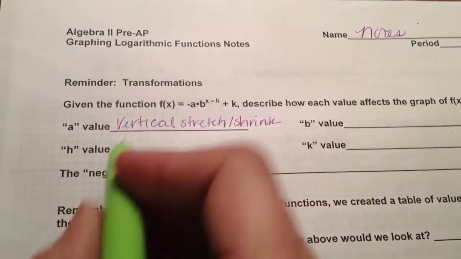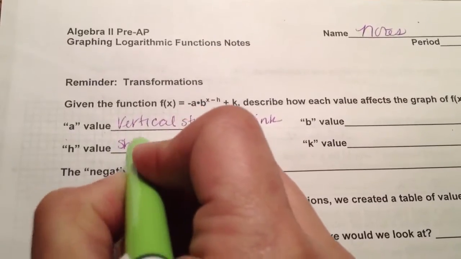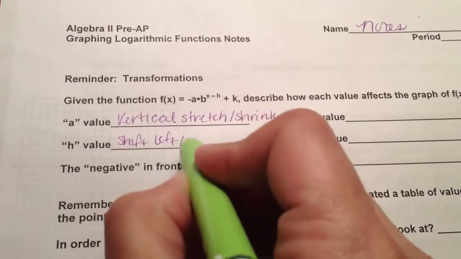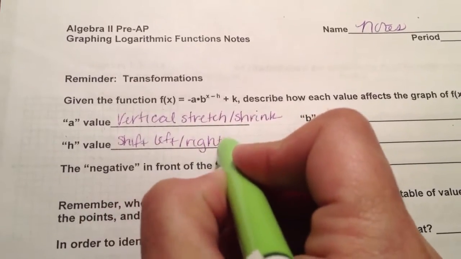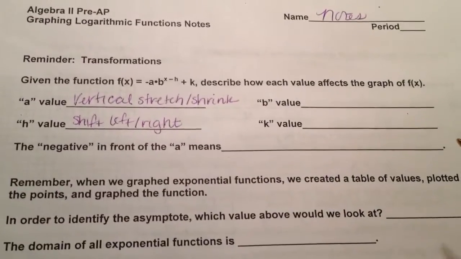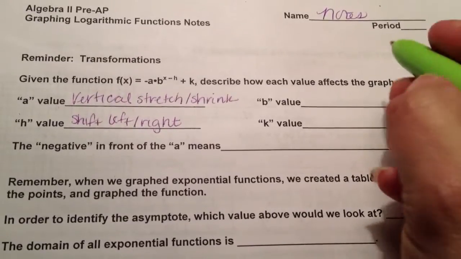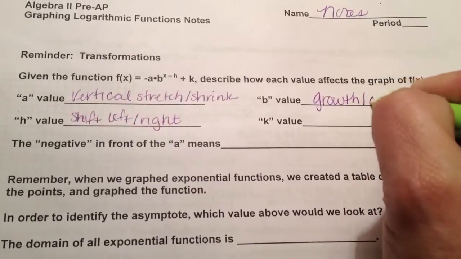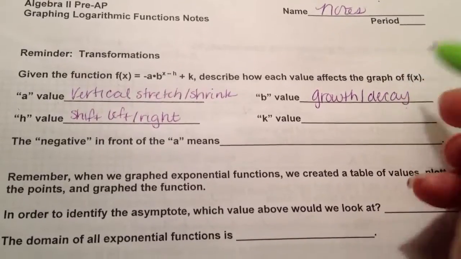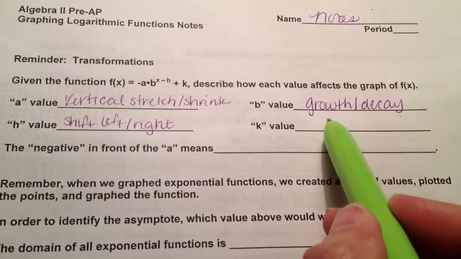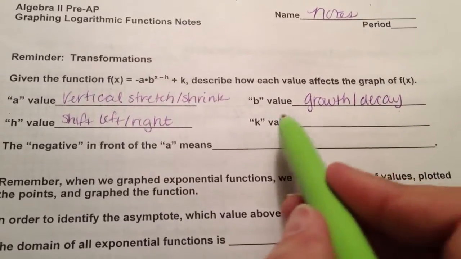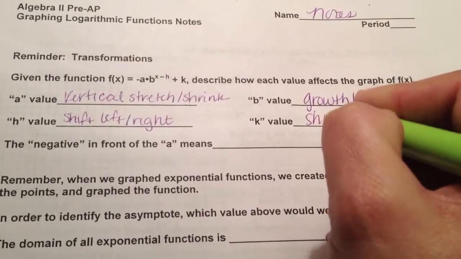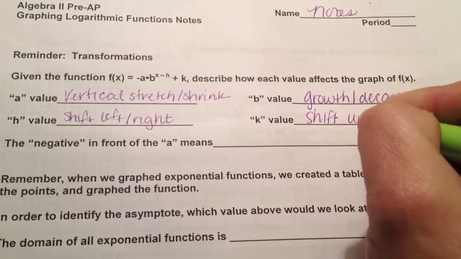The h value tells us if the graph is shifted left or right. The value for b represents the growth or the decay. Remember, if it was greater than 1, it represented growth, and less than 1, it represented decay. And the k value represented any shift or translation up or down.